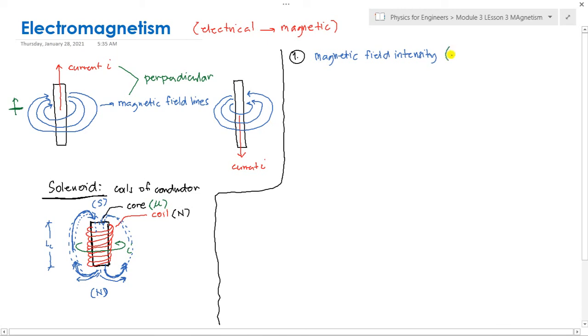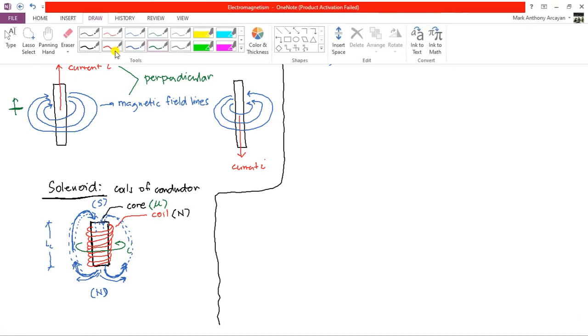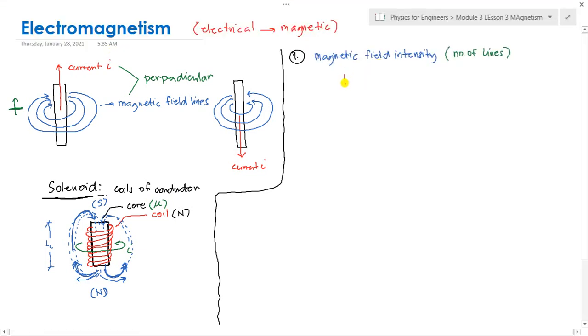For magnetic field intensity, remember that it quantifies the number of magnetic lines. Again, for a certain magnet, it is not infinite. Of course, we can still quantify it because, as I discussed, if the number of magnetic lines increases, your magnet becomes stronger. So if we look for the magnetic field intensity, that pertains to the number of magnetic field lines, or in short, the number of lines.